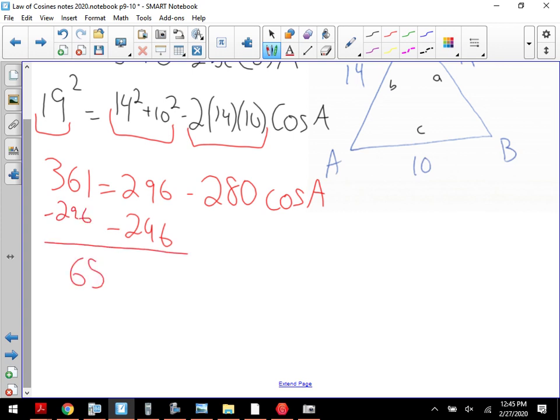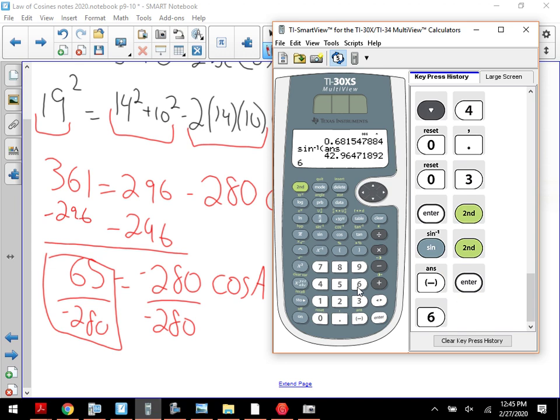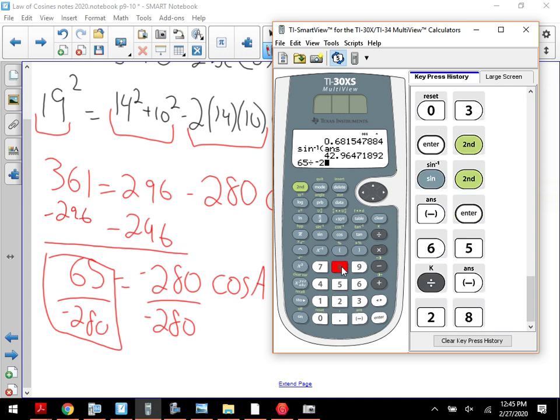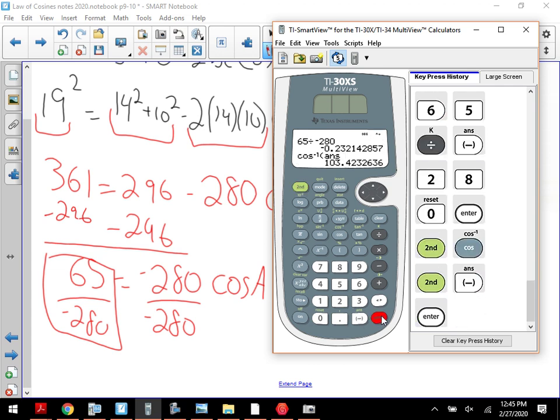I believe this was 65. And then you had to divide by the negative 280. That fraction will give you the crummy decimal. That crummy decimal equals the cosine of something. So what we need to do is type that in the calculator, get the decimal equivalent, and then inverse it. So 65 over negative 280. Inverse cosine. The answer is 103.42, if I did that right. That gives me A.